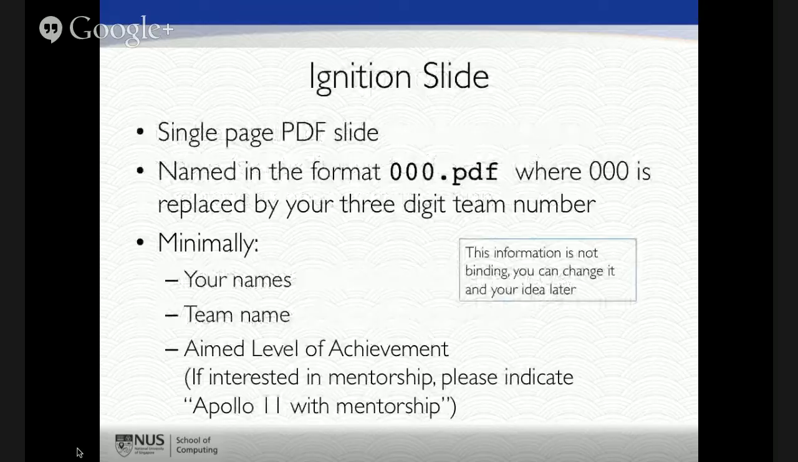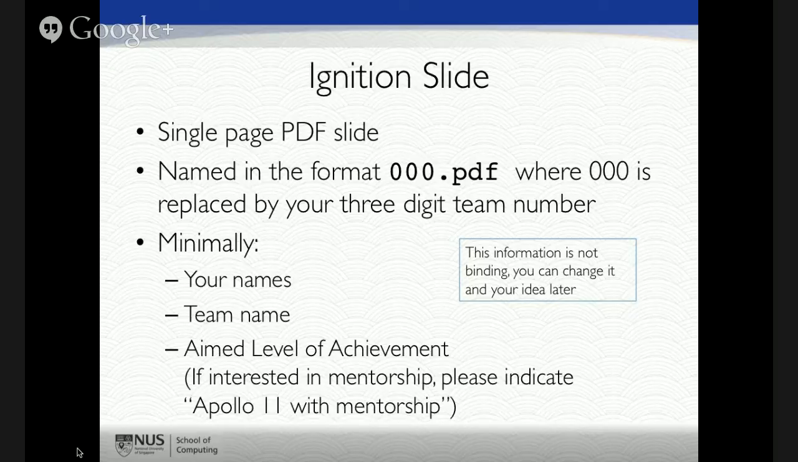So how does it work? Basically, you're going to create a single PDF page slide, okay? I'm sure you all have the capability to make PDF. I hope so. Okay, so you can do it in PowerPoint or something and then render it out as a PDF file. So you need to name it in the format of a number, 000.pdf, where 000 is the number that is for your team. I'll tell you about that later, okay?